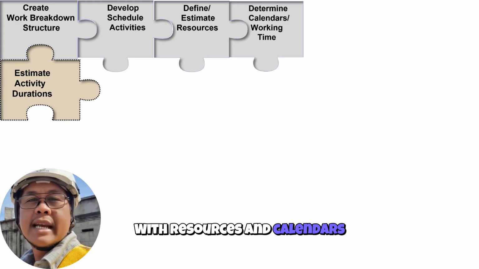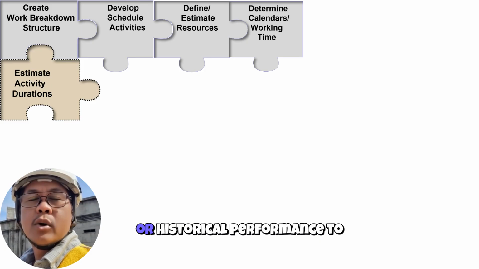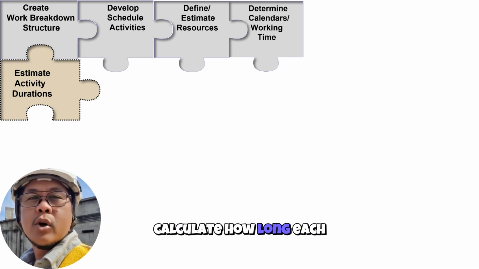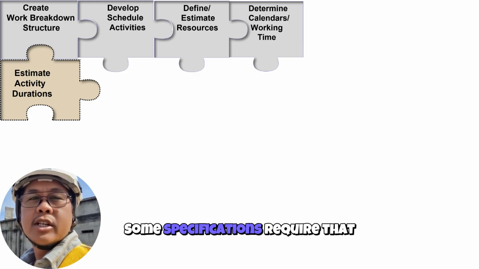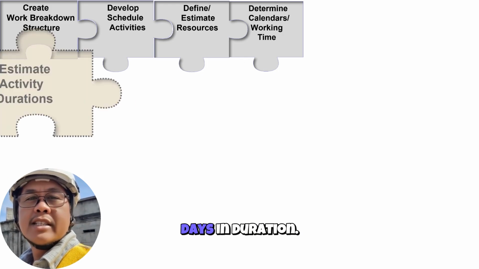With resources and calendars set, we can now estimate durations. Use standard productivity rates or historical performance to calculate how long each activity should take based on assigned resources. Some specifications require that activity durations be at least 1 day and no more than 15 days in duration.